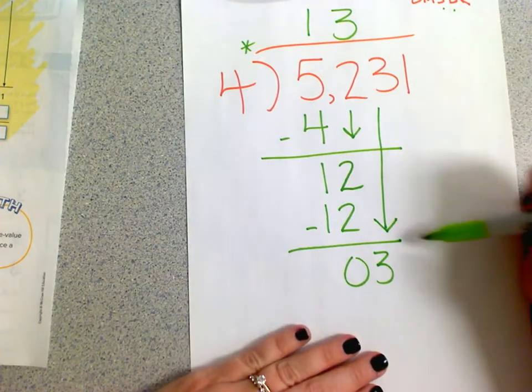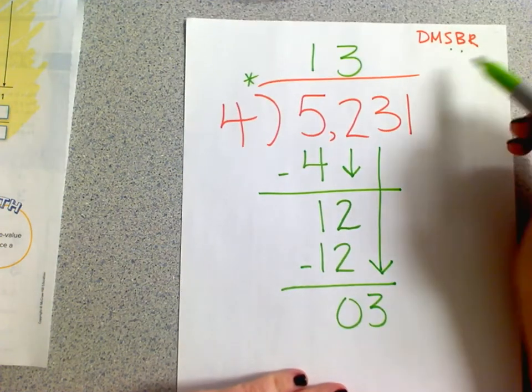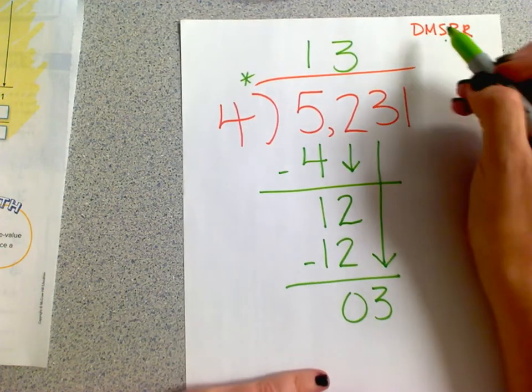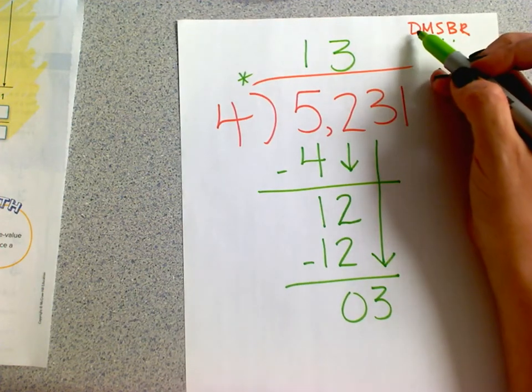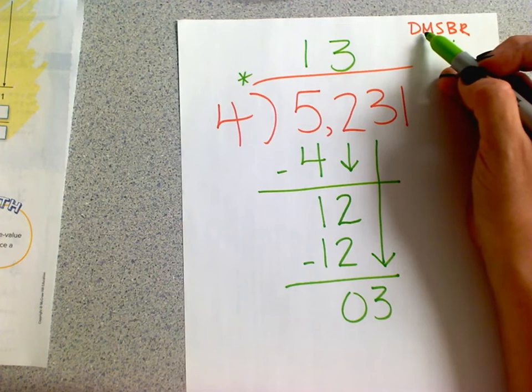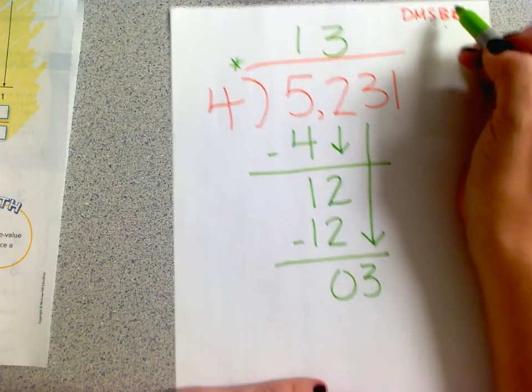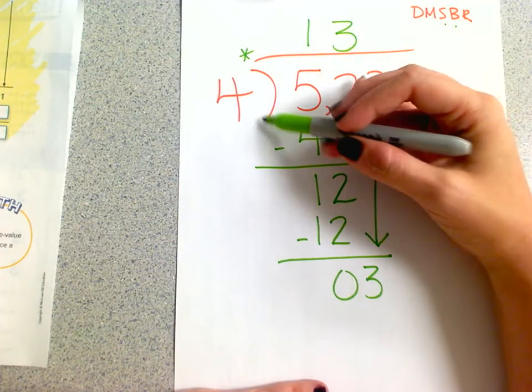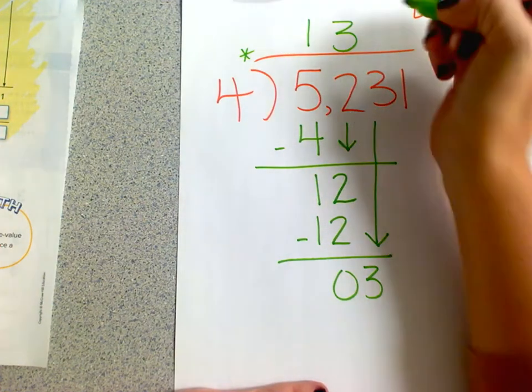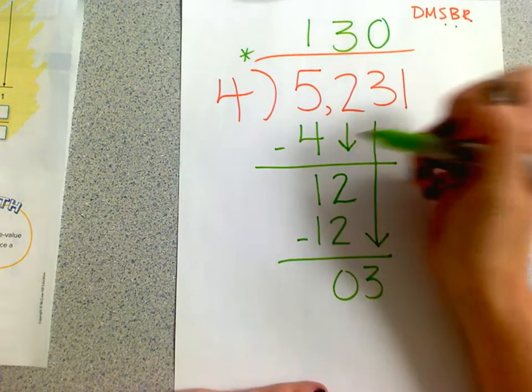Should I just bring down the 1? No, I can't do that. That would be going out of order. I have to follow my steps here. I have to divide, I have to then multiply, I have to then subtract, and I have to then bring down. I can't just skip steps. So dividing, 4 can't go into 3, so I'm going to put a big fat 0 up top.